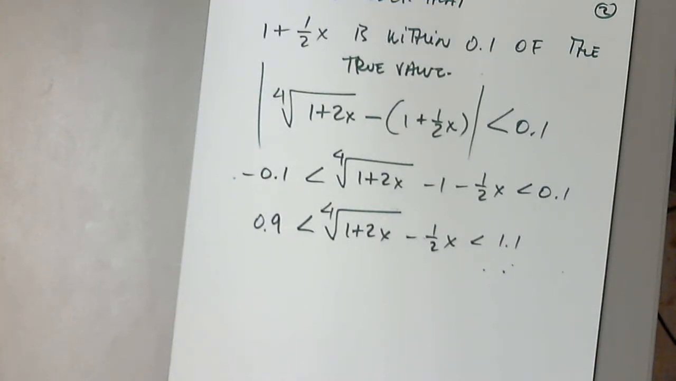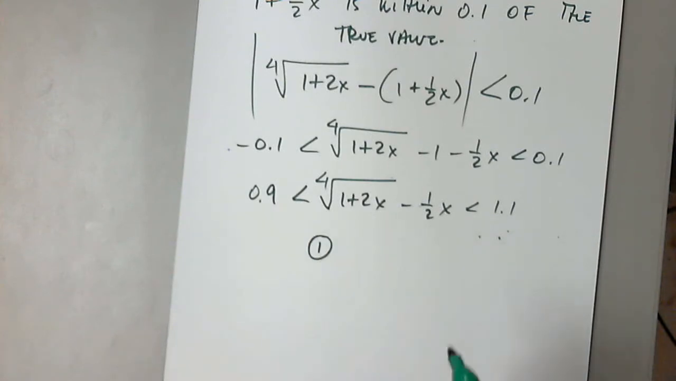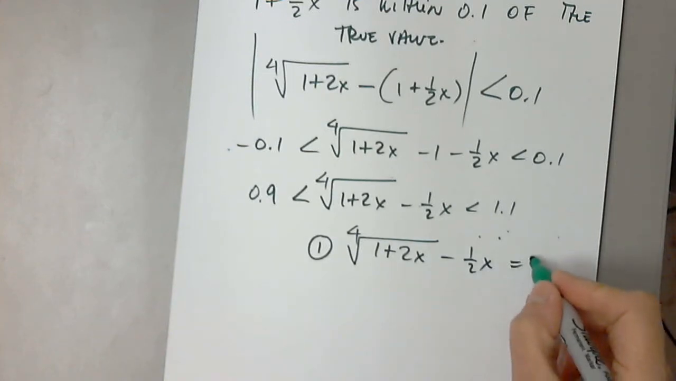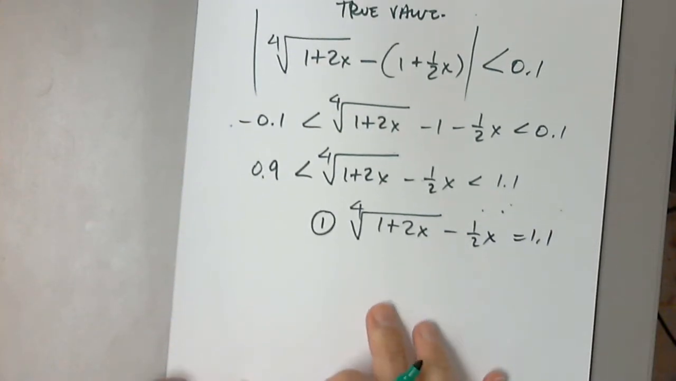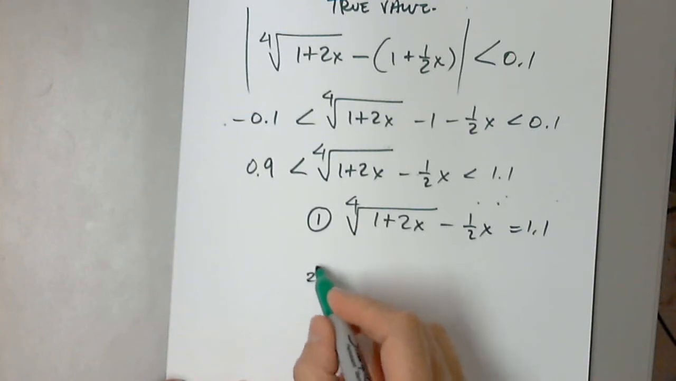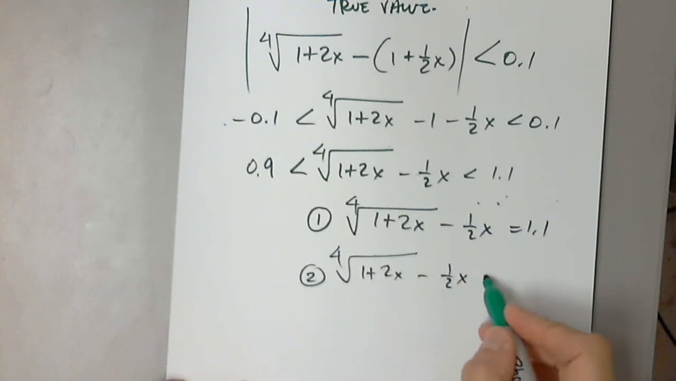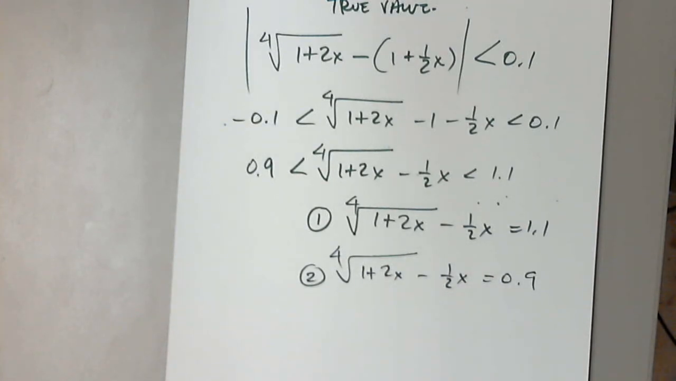We will be able, actually in chapter 4, to solve. So first I have to solve the equation. Number 1, the fourth root of 1 plus 2x minus 1/2 x equals 1.1. I have to solve this and get a number. And the second equation is the fourth root of 1 plus 2x minus 1/2 x equals 0.9. So I have to solve this equation. I'm not changing the inequality symbol into an equation. I need to determine those points first.